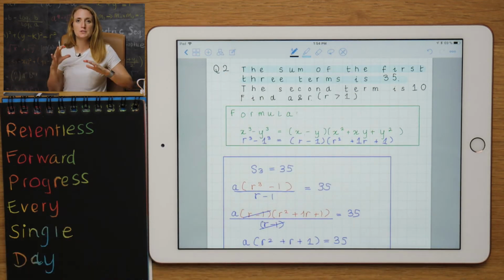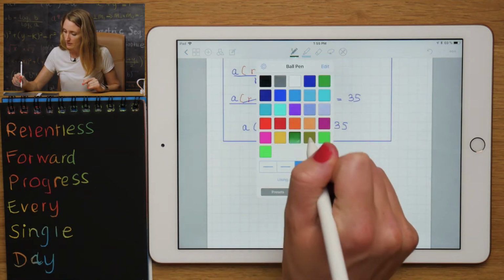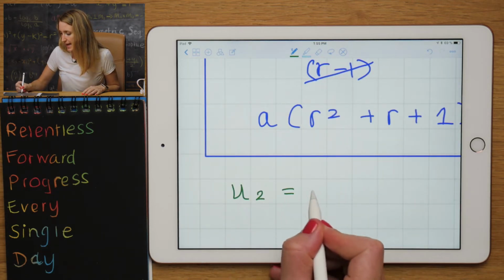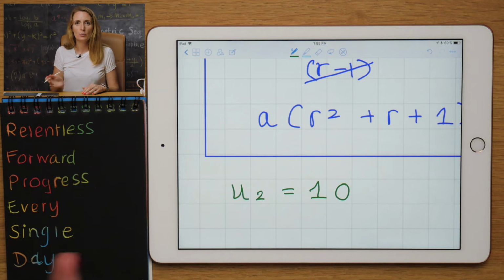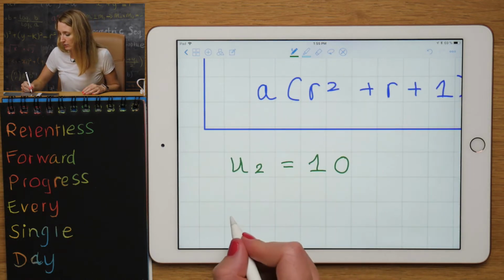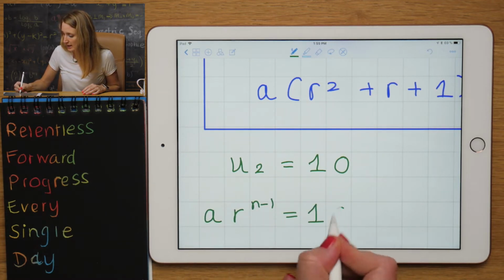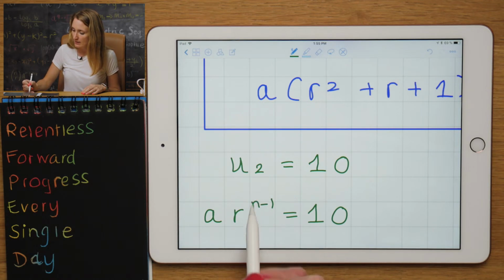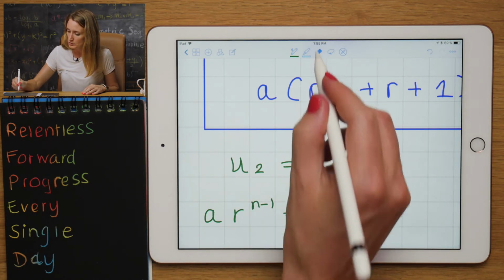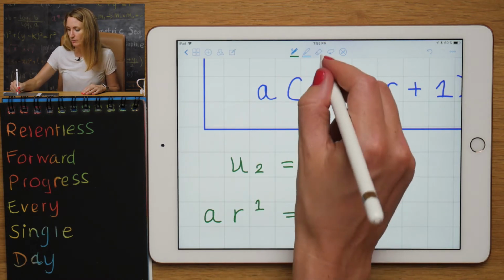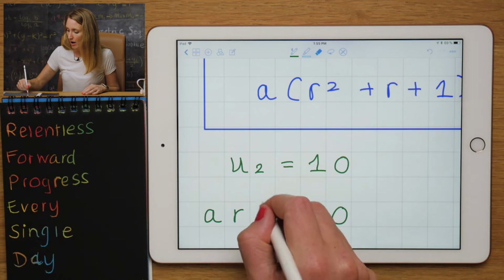Now we're told the second term is 10. They're not talking about sum anymore, they're talking about a specific term only. So they've told us that the second term is 10, so U2 is 10. When we're talking about sum, we always use S, and a specific term only, U. Now the formula for U2 is ARn minus 1 equals 10. In this case, n is 2, so 2 minus 1 would just be AR1. Generally speaking, you could write that, but a lot of people don't. They would just write AR.